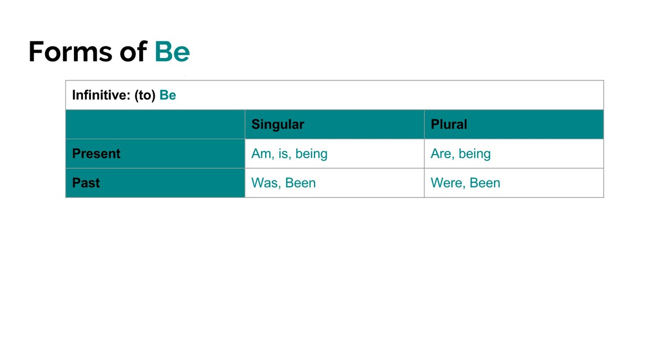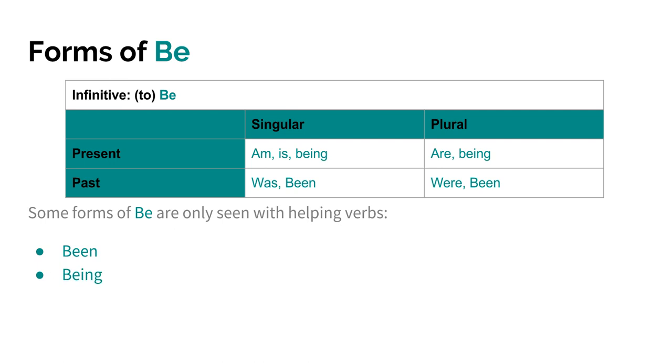When you move into the present tense, you have singular am, is, and being. You would only use this with a single person or single item subject. Plural includes are and being. You would use these with more than one. If we slip into past tense, was and been are singular, and in the plural, were and been are more than one. Some forms of be are only seen with helping verbs. They may still be the main verb, but they always come with a helping verb, such as being and been. You will not see these two on their own ever. They will always have a helping verb with them.